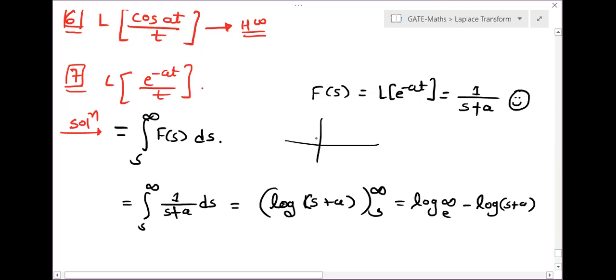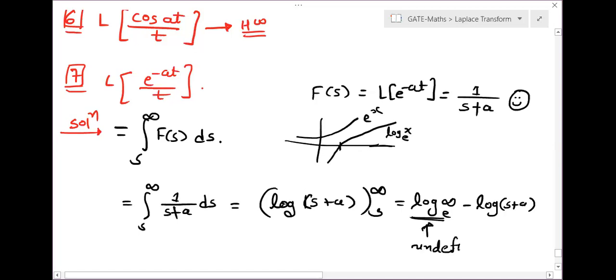This is your graph of e to the power x. This is your graph of y equal to log x. Log 1 is 0. For log base e, this is your graph of log x base e. So log 1 is 0 over here. Now if I insert log 0, it will give me a value near minus infinity. Log of infinity will give me a value near infinity. So this is infinite, so this is undefined.